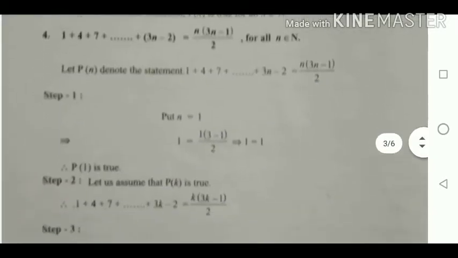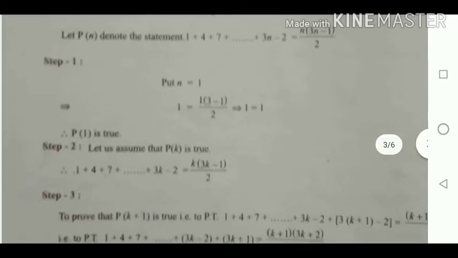The next question: 1 + 4 + 7 + ... + (3n-2) equals n(3n-1)/2. Prove for all n belonging to the natural numbers. Let P(n) denote this statement. Put n equal to 1. The left side is 1, because 3·1 - 3... 3 - 2 = 1. The right side is 1·(3·1 - 1)/2 = 1·2/2 = 1. Therefore, P(1) is true.